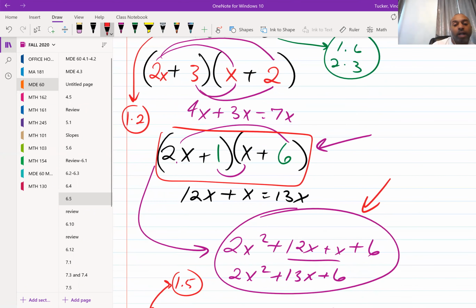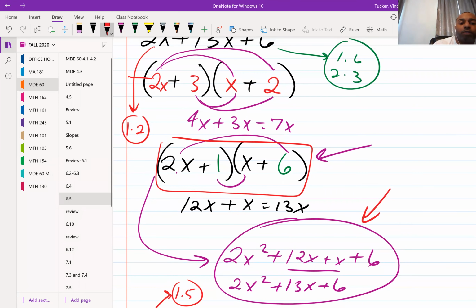Or the whole foiling out. 2x times x gives me 2x squared. Then I get 12x plus x in the middle, 6 on the end. Adding the middle terms, and I get my 13x. Remember that any factorization you do can always be checked to see if you get the original expression by multiplying it back. So once again, we tried one combination that didn't work originally, and then we come back and try another one by switching out some of the factors.